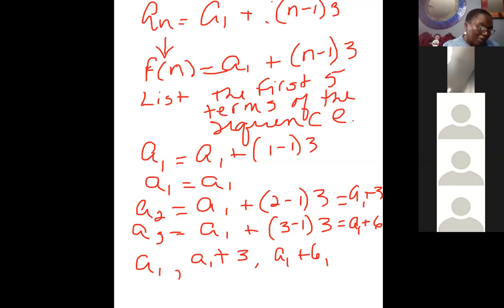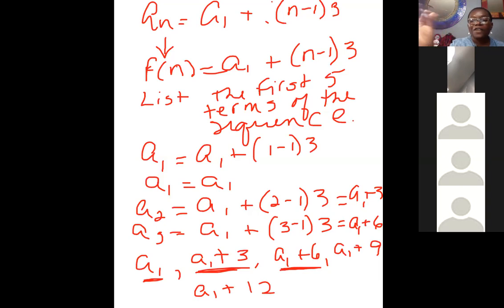So guys, do you see a pattern forming here? We got A1, that's the first term. A1 plus 3 is the second term. A1 plus 6 is the third term. So what would be the fourth term? A1 plus... plus 9, very good. And then the fifth term would be A1 plus... what's the next one? Plus 12, very good. Okay, so what I want you guys to notice is that you figured out a pattern.